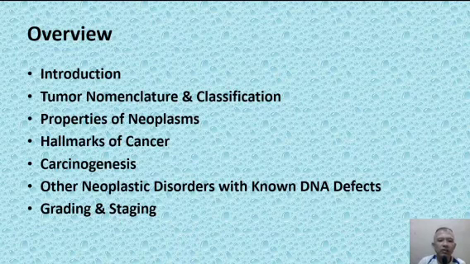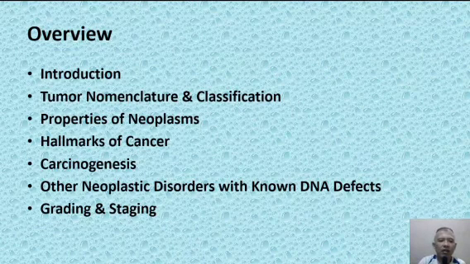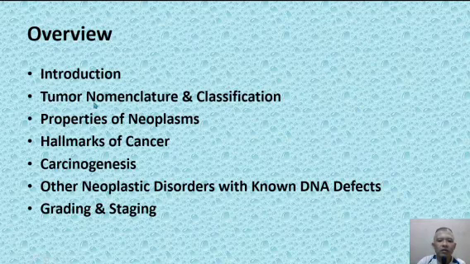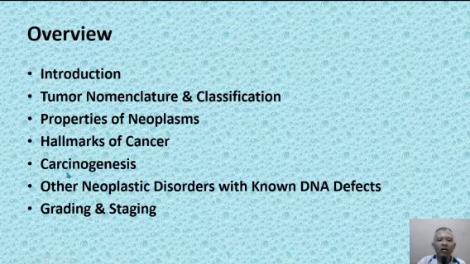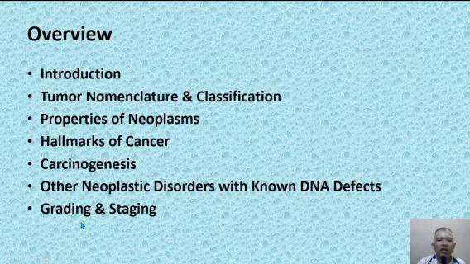So we start off with introduction. We talk about the definition of neoplasia, tumor nomenclature. How do we call tumors? Okay. Properties of neoplasms and hallmarks of cancer. How cancer cells are evolved, and neoplastic disorders with known DNA defects, and grading and staging.